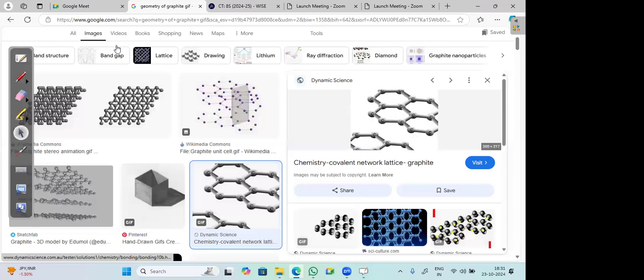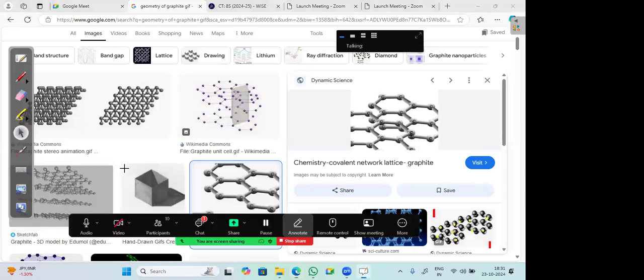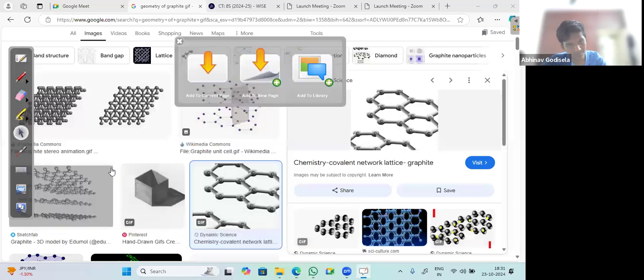Okay. So understood this geometry of graphite.